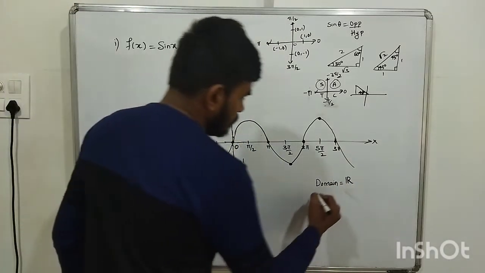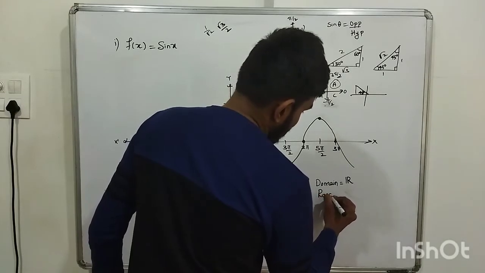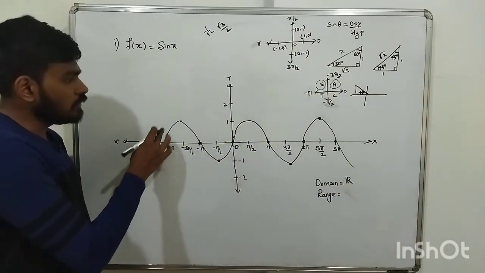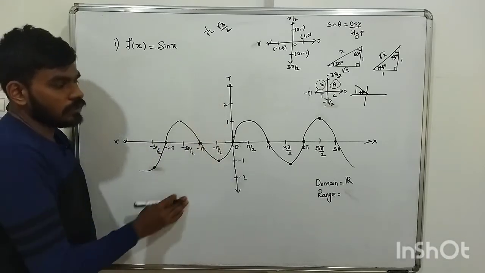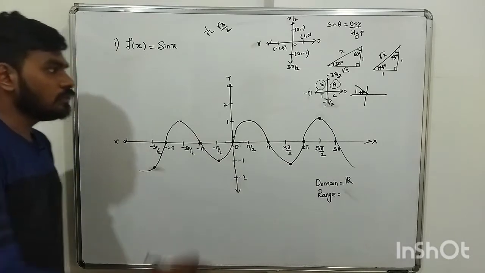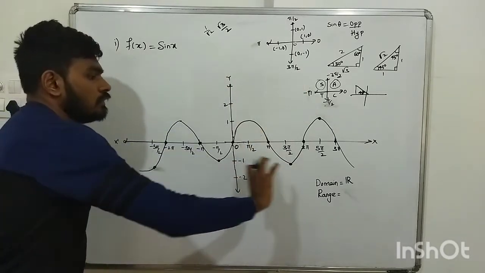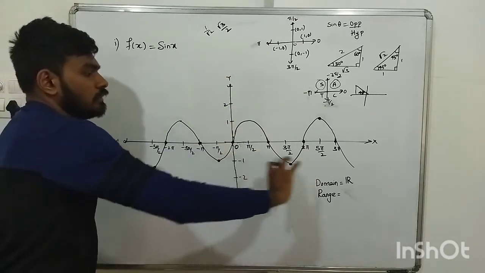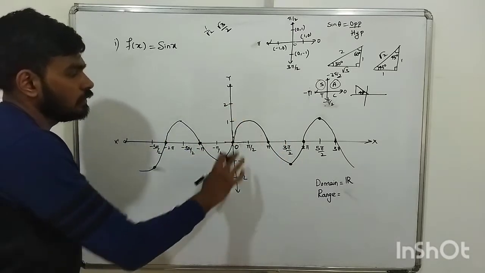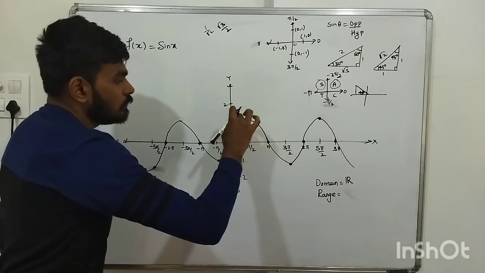And range. Now if you see properly, this graph doesn't go above 1, and also this graph doesn't go below minus 1. So for these values there is no graph, there is no point in the domain which satisfies these values, only these values are satisfied.